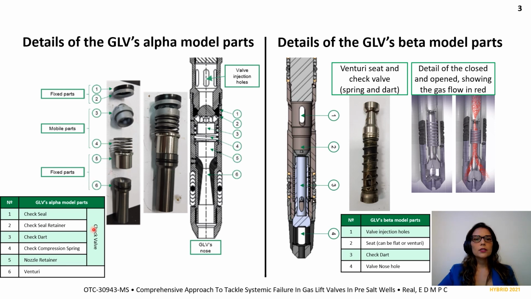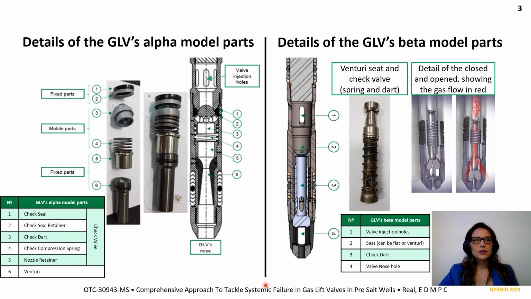Another part you can see here, number 6, is the Venturi seat. Now the beta model, here on the right. The check valve has only 2 parts, the spring and dart, and the dart is connected with the Venturi seat. In this model, the dart and Venturi have a different design. Also, it's important to say, in this beta model, there is only metal-metal sealing.